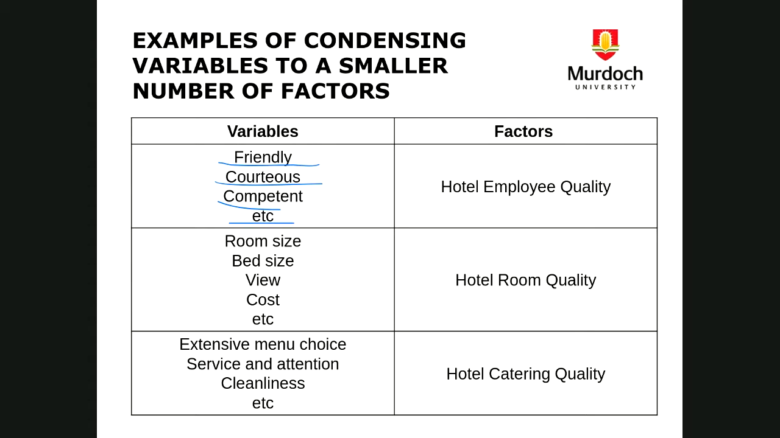And then room size is nice, room size is good, and so on. We have 4, 5, 6 answers: good, bad, very bad, whatever it is. And then bed size, view, cost, etc. Then we go for the catering. Then we have extensive menu choice, service and attention, cleanliness.